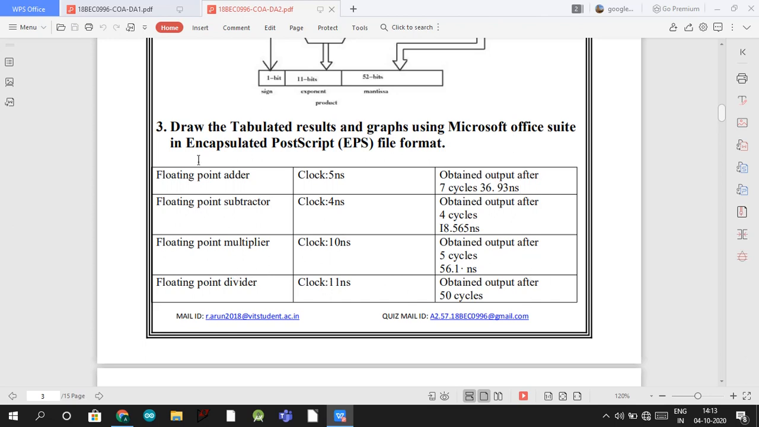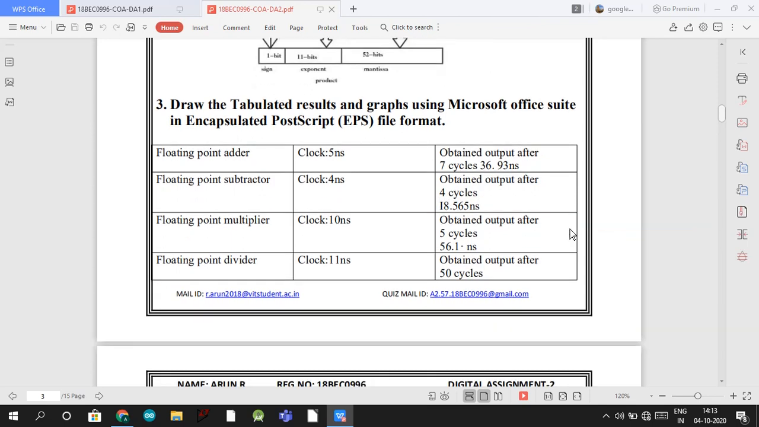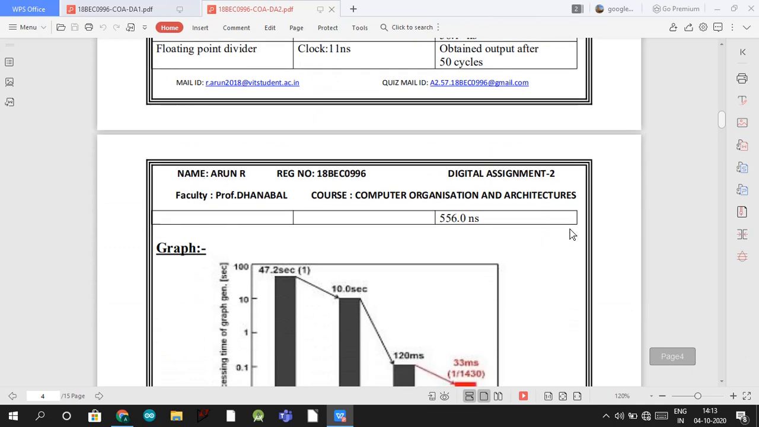From the tabulation you can easily find that floating point subtraction gives the output fastest, in only 4 cycles and 18.565 nanoseconds. This is the table form. I also used a graph.